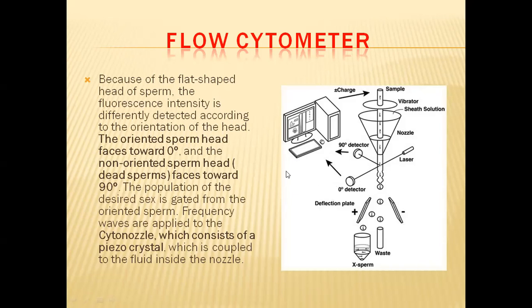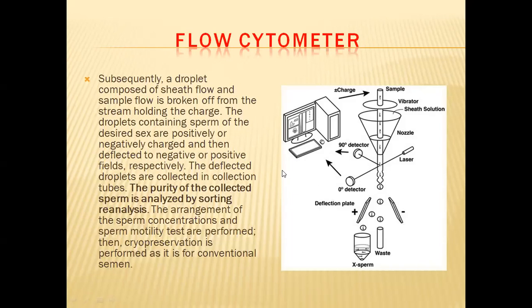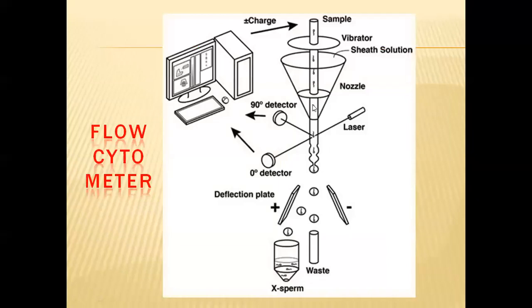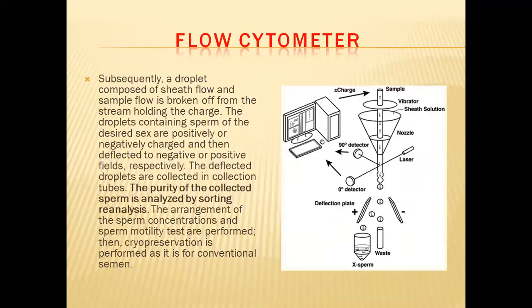By operating the machine in this way, the differences in DNA content allow us to differentiate the sperms into X and Y, depending on the differences in their DNA content. Both these X and Y sperms can be collected separately. So this is the way the flow cytometer method is operated, and we can collect the sperms separately.